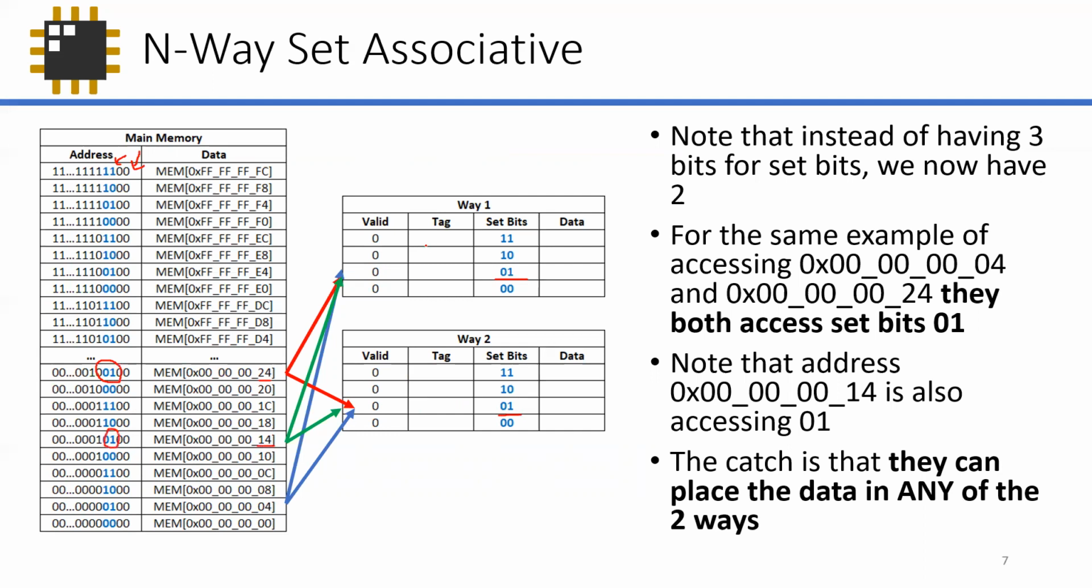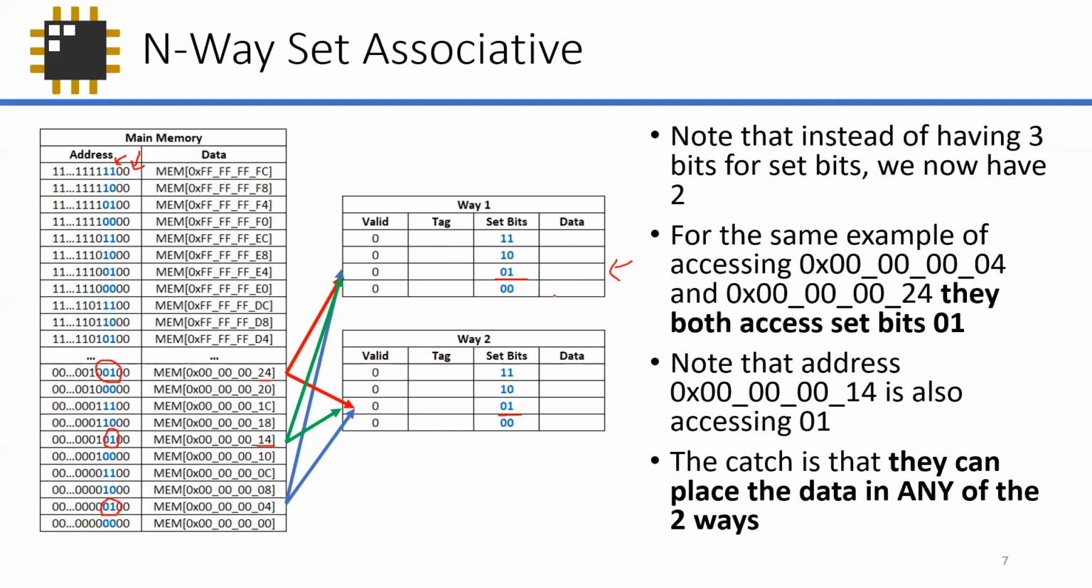It's also 0, 1. But the nice thing about it is that you're not restricted to a single way only. You have 2 ways to write that 1, 4, 2, 4, 0, 4, anything with the set bits of 0, 1. All right. So the idea is very simple. You just have 2 ways.